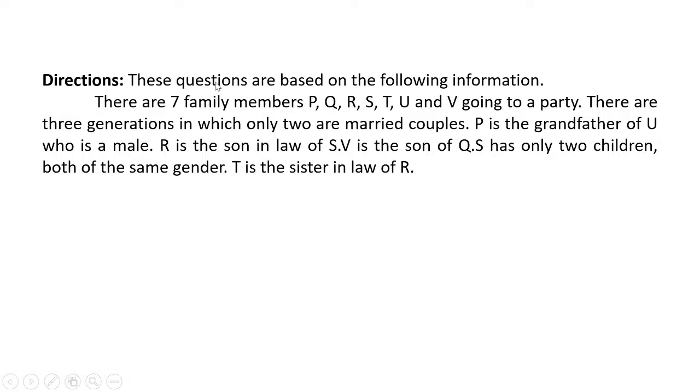So this is the first question. In this question, it's given that these questions are based on the following information. There are 7 members P, Q, R, S, T, U, V going to a party. There are 3 generations in which only 2 are married couples. Okay, 3 generations means there's a grandfather grandmother generation, there's a father mother generation, and there is a last generation like son, daughter and all will be there. Fine.